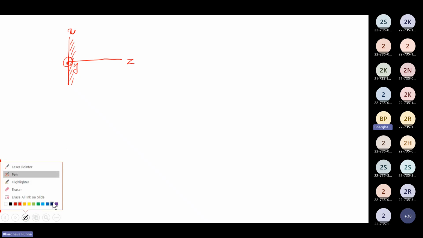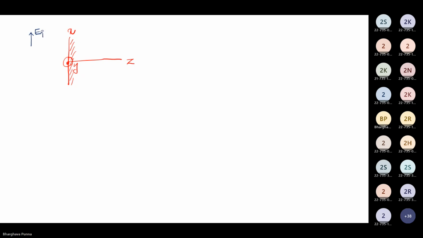As I said earlier, I'm concentrating on the incident wave first. In the incident wave, the electric field is oriented along the X direction. So E_i, the suffix i indicating that it is related to the incident wave, and the direction of propagation is along the Z direction. The magnetic field of the incident wave is in the positive Y direction, which means coming out of the screen. That's why I'm representing it with a dot circle. This is the information about the incident wave only. Is it okay? Does anyone have any doubt regarding this representation?